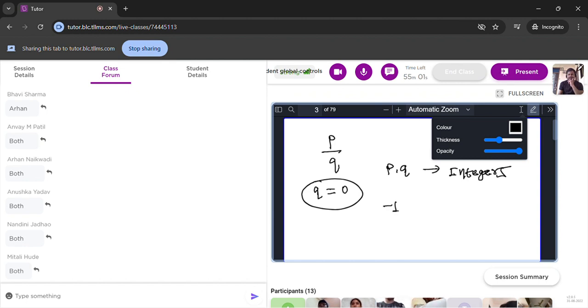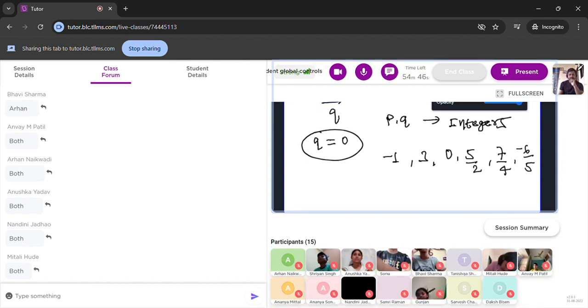As you can see here, -1, 3, 0, 5 divided by 2, 7 divided by 4, and -6 divided by 5. Okay, these are all rational numbers.